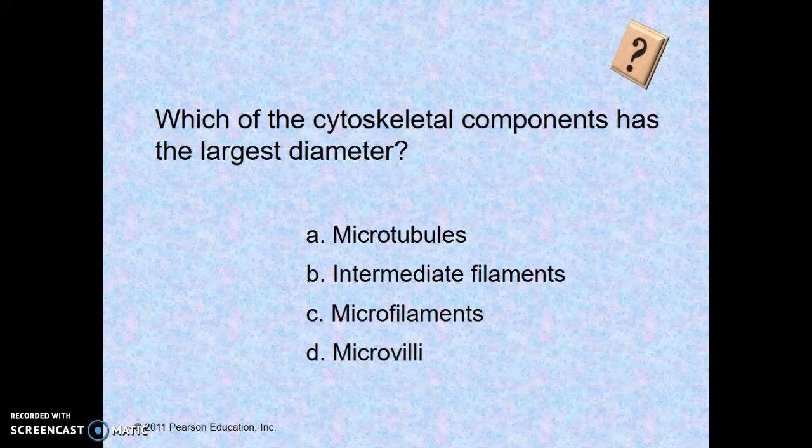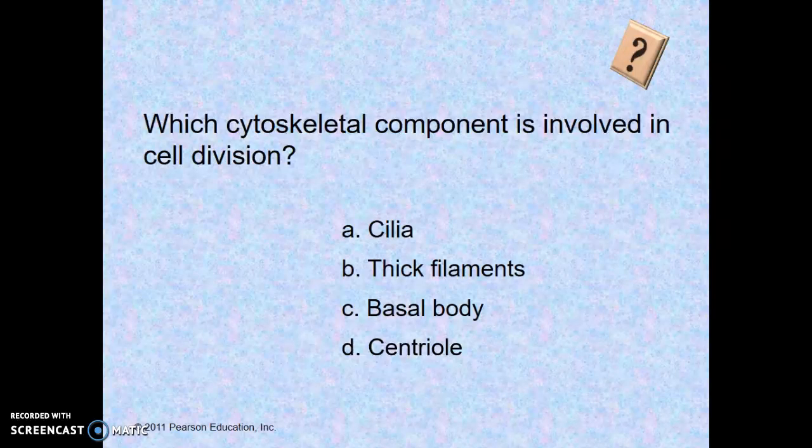Which of the cytoskeletal components has the largest diameter? Microtubules are the biggest. What cytoskeleton component is involved in cell division? The centriole.